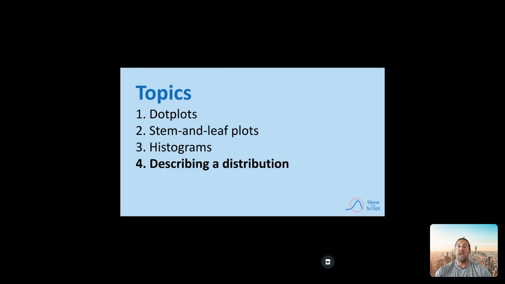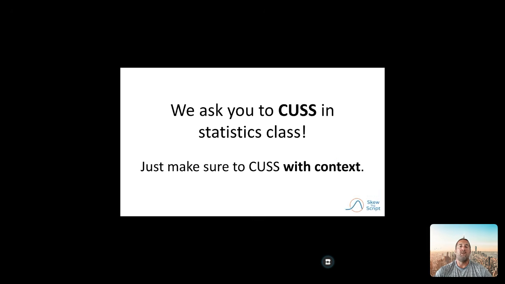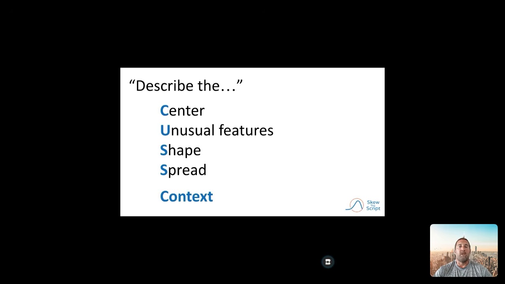Finally, let's talk about describing a quantitative data set. And this may come as a surprise to you, but in statistics class, we ask you to cuss. Yes, that's right, we ask you to cuss in class. And all we ask is that you make sure to cuss with context. What does that mean? Well, it means you'll sometimes be asked to describe center, unusual features, shape, or spread of a quantitative distribution, or CUSS for short. And when you're asked to describe these features, you always want to make sure to include context.